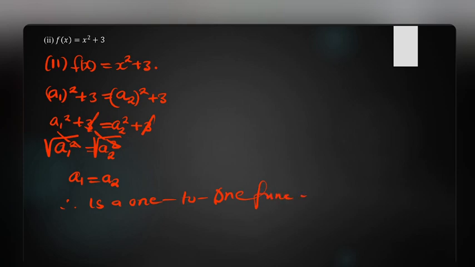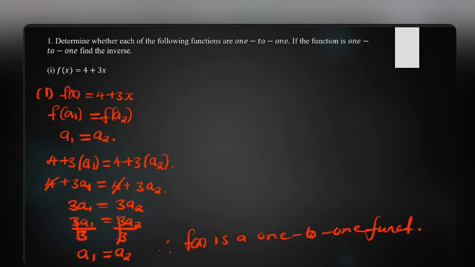If you remember, the question said if a function is a one-to-one function, you need to find the inverse of that function. So if I go back to our question, since we know that this function is a one-to-one function, we can find the inverse. What you do is let the same f of x be y, meaning y equals 4 plus 3x.